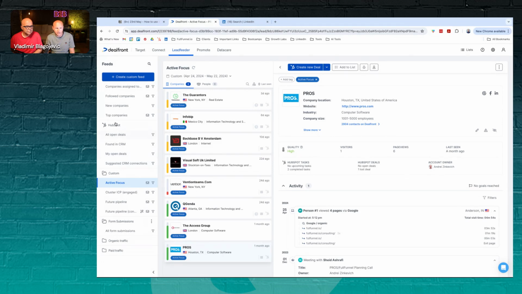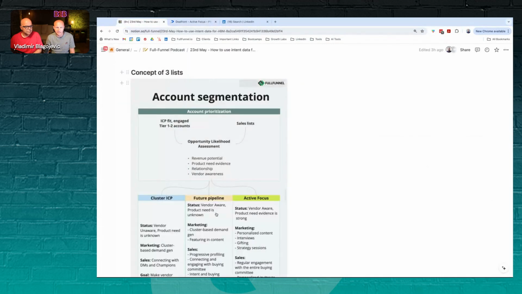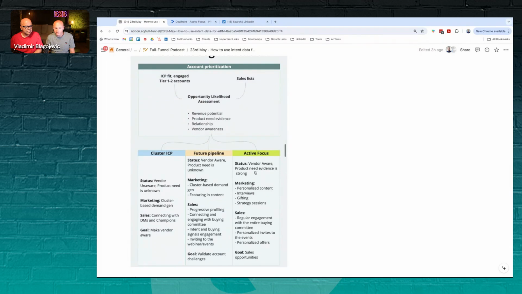And what we love as well about DealFront is that you can see engagement from all open deals, deals that are in your CRM, so you can connect HubSpot or Salesforce, or if I'm correct, Pipedrive as well. And then you can see the engagement and get real-time insights about what's happening in these accounts and plan the next steps. Now, when it comes to active focus, and again, I'm coming back to our lists, the goal is to generate sales opportunities.